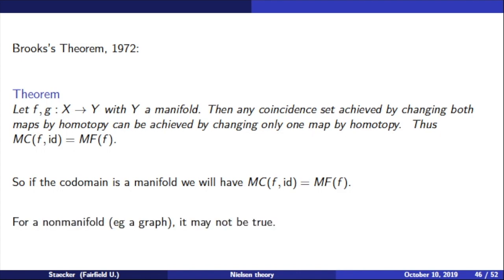I think this is an interesting subtlety. As Siraja mentioned, there still is not really any coherently defined Nielsen theory for coincidences when you only change one map by a homotopy. The only Nielsen coincidence theory involves changing both of them. And it would be very nice to have a Nielsen theory which only changes one, but it's hard.